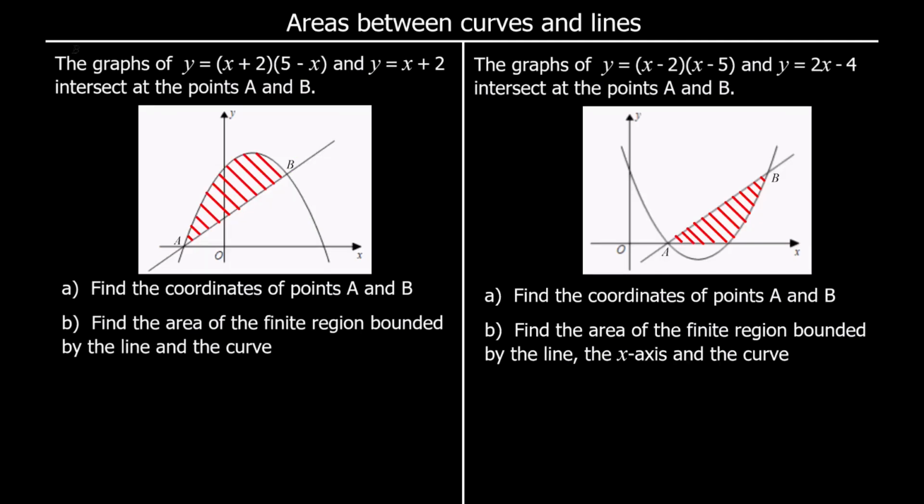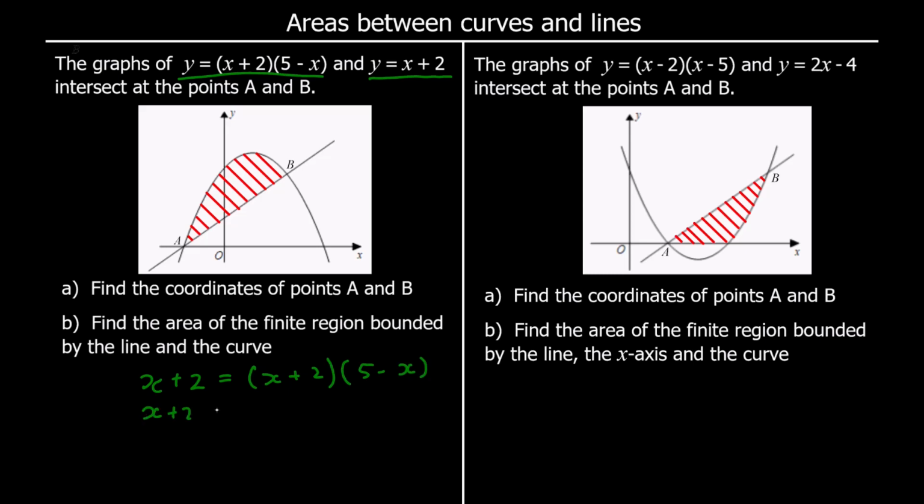The graphs of y equals x plus 2 times 5 minus x and y equals x plus 2 intersect at the points A and B. We need to find the coordinates of A and B to start with. So the coordinates of the points of intersection are the solutions to the simultaneous equations. We've got these two equations to solve simultaneously. They are both y equals at the moment, so we can make them equal to each other. So we can have x plus 2 equals x plus 2 times 5 minus x.